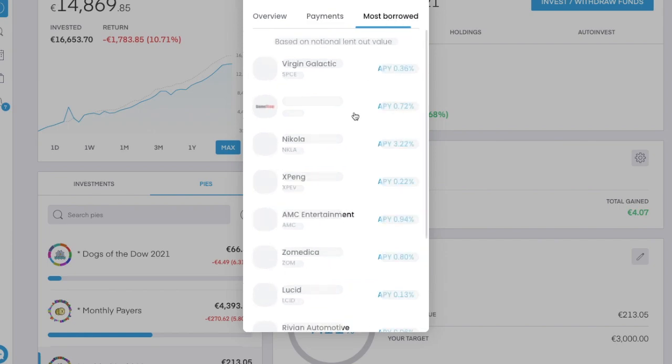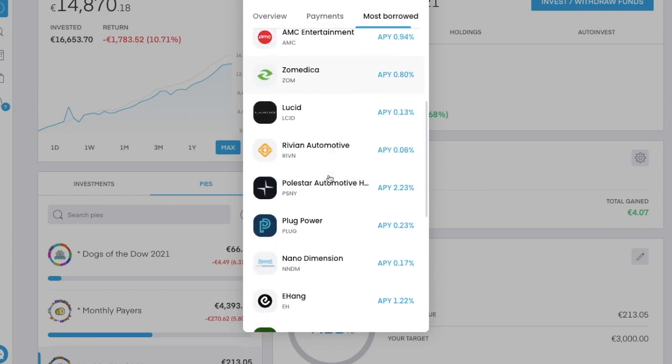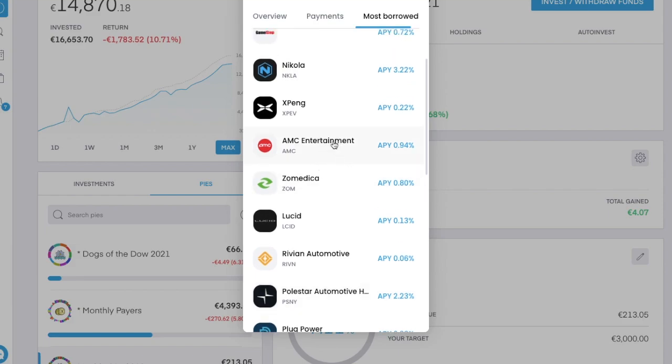So here you can see the most borrowed shares. That's just in general, it's not my portfolio. And there was a period where AMC was going through, I think it was a stock consolidation, and I was getting paid like €1 or €2 per day from it. So the interest rate was very high, it was like 50%. But this percentage shown, that's per year.